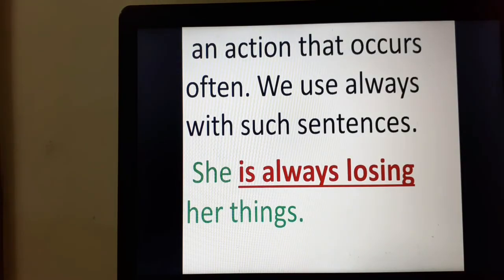Present continuous tense is also used for an action that occurs often. We use always with such sentences. She is always losing her things. It means she has a habit of losing her things.